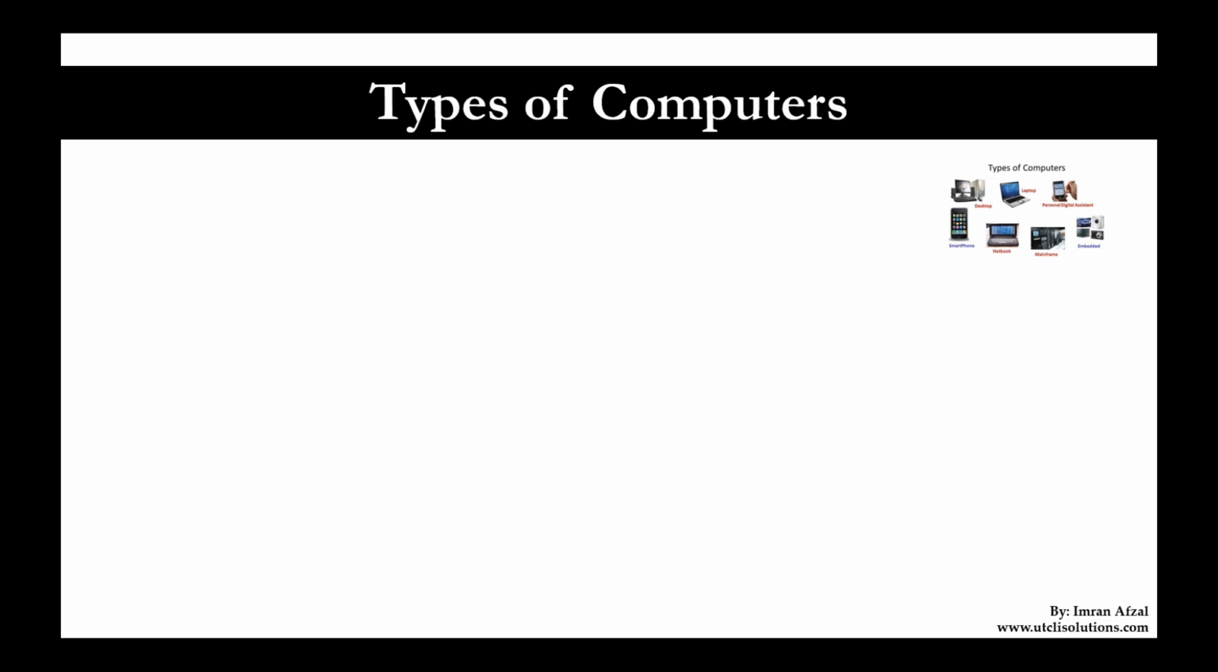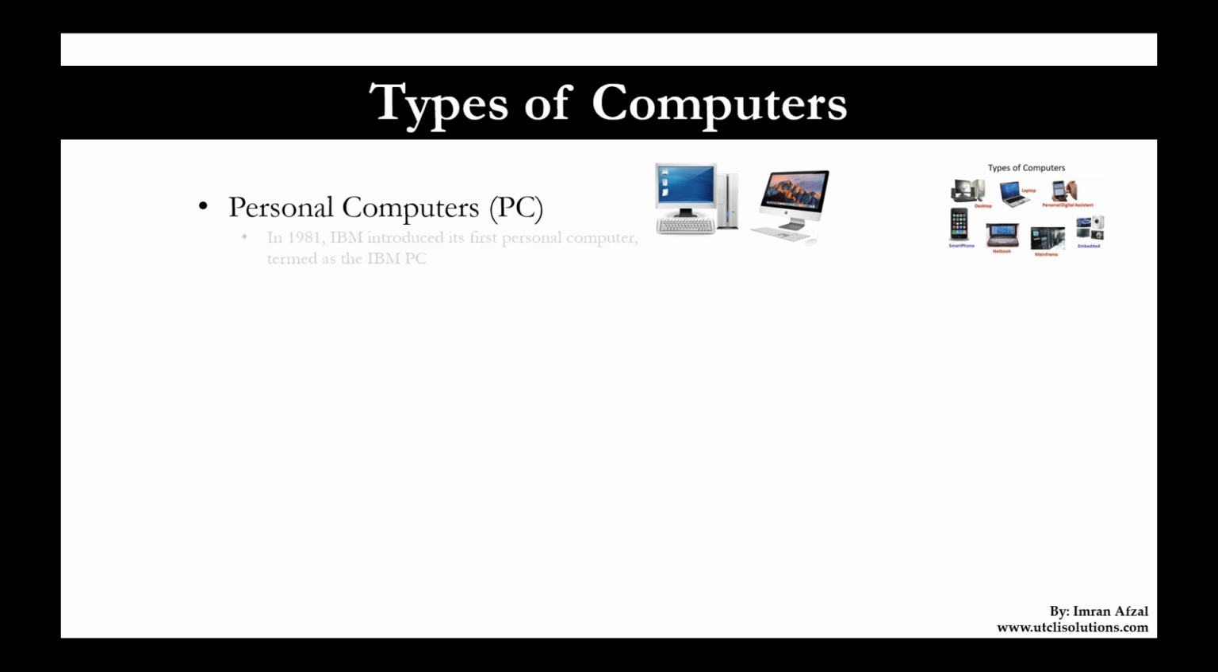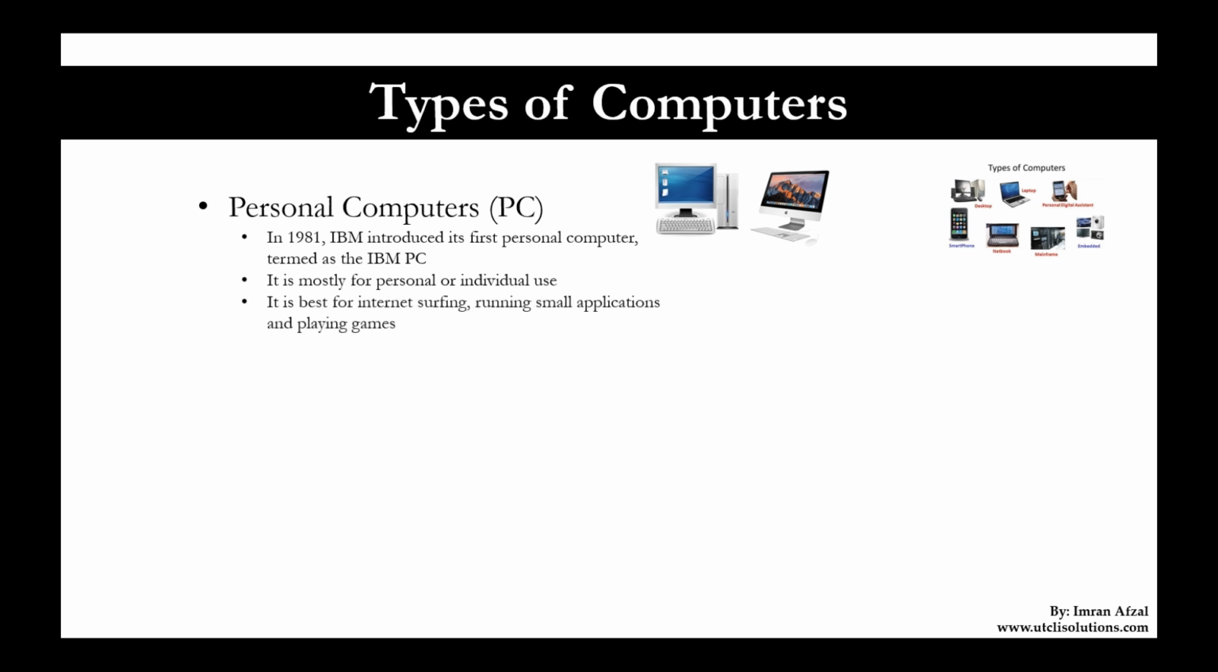Hey, beautiful people, you are getting into IT. And it is very important for you to understand what are the different types of computers that are out there which you have to deal with. The very first computer is the first personal computer, PC. In 1981, IBM introduced its first personal computer and they called it the IBM PC. It is mostly for personal or individual use. It is best for internet surfing, running small applications, and playing games. You can run Windows, Linux, or Mac as an operating system on your personal computers.